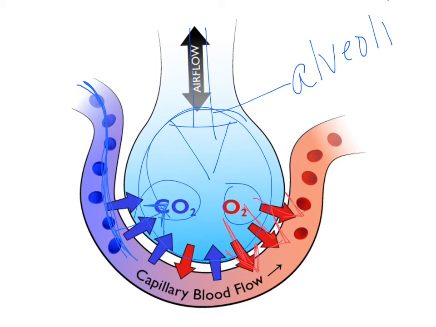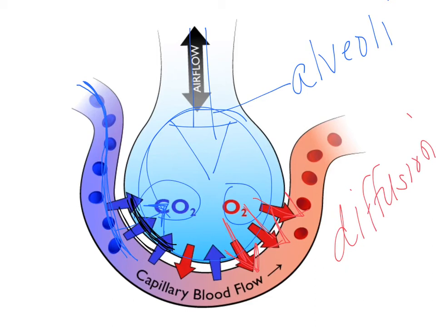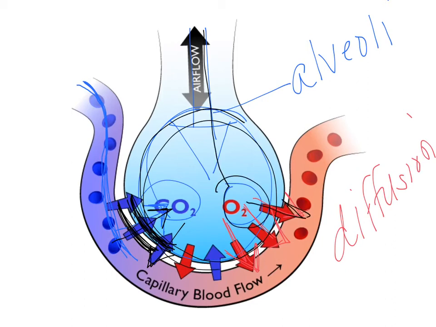Remember, they're going from an area of high concentration to an area of low concentration. That is diffusion. And because the membrane of the capillary and the membrane of the alveoli are so thin, it allows that exchange of gases to occur. So remember, this is the alveoli. You breathe in oxygen. The oxygen hops over into the capillary, and then the capillaries bring the carbon dioxide to the alveoli, it jumps over, and then you breathe carbon dioxide out.